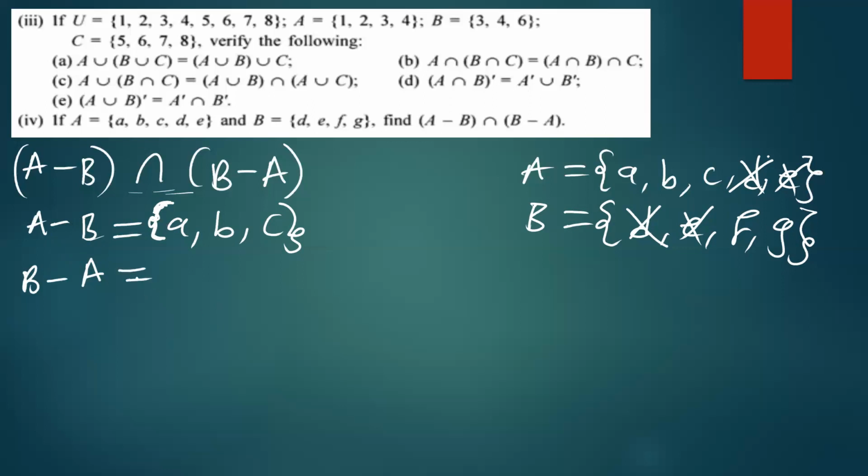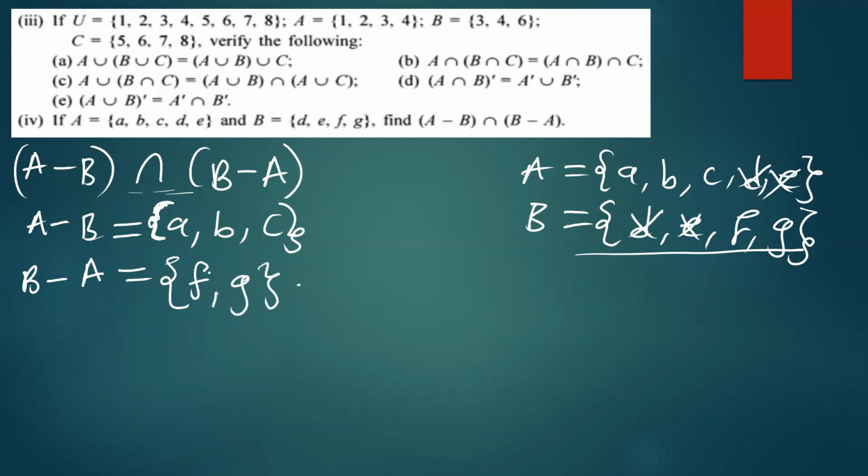For B minus A, we have to list B, excluding the elements that are in A. So we look at the common elements. We have D there, D there, E there, E there. So the remaining elements in B are the ones that we are going to list here: F and G.